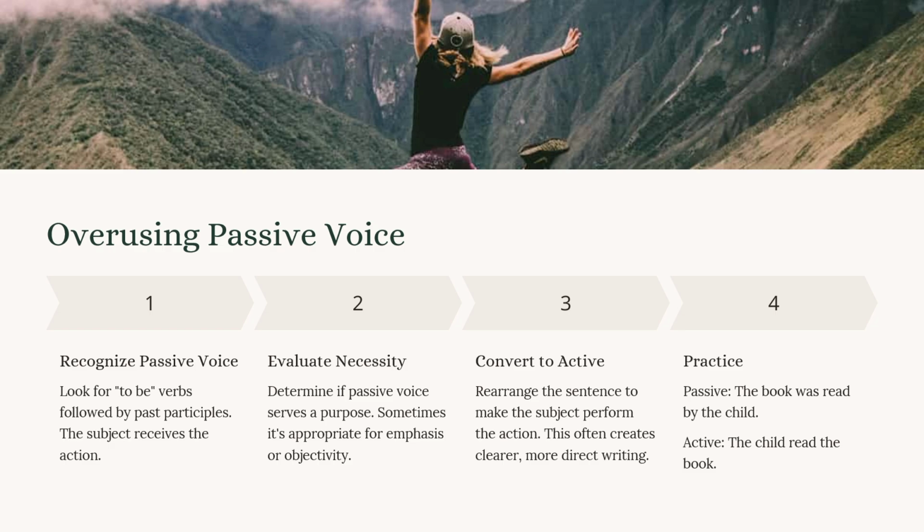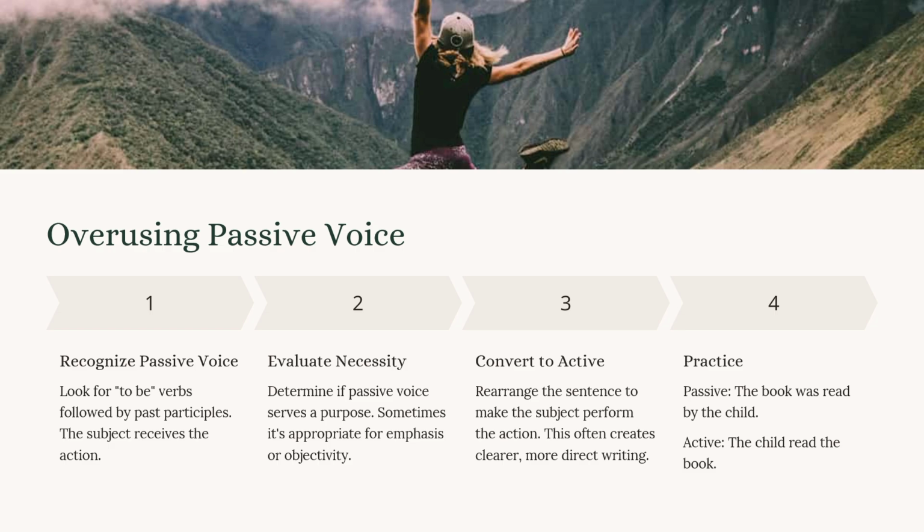In contrast, the passive voice shifts the focus to the object receiving the action. For example, "the cake was eaten by him." While this sentence is grammatically correct, it's less direct and can feel wordy. So overusing the passive voice is a common mistake, particularly for non-native speakers.